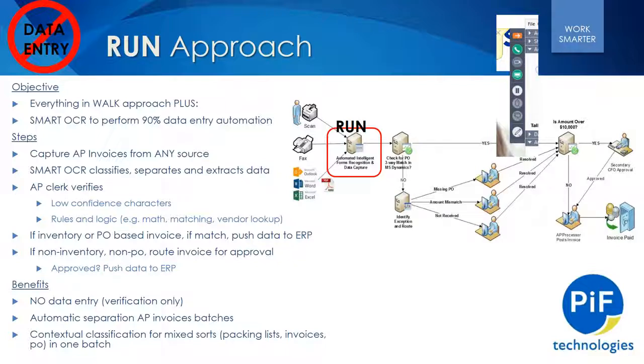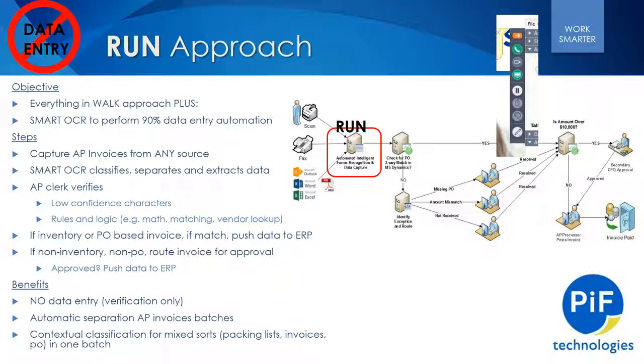So if you did have 10 invoices in one batch, it will separate based on the change in invoice number. And then it extracts all the header, footer, and line item detail. That data then goes to an AP clerk for low confidence character verification, as well as any fixing of rules. So we're actually pulling data, PO data, inventory data from your ERP, and we're doing the mathematical equations, ensuring that subtotal plus tax plus freight equals the total amount, as well as all the line items, quantity times unit cost equals total cost.